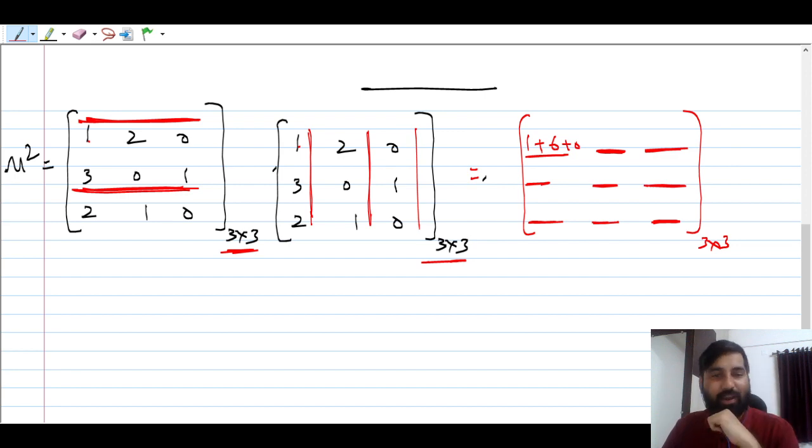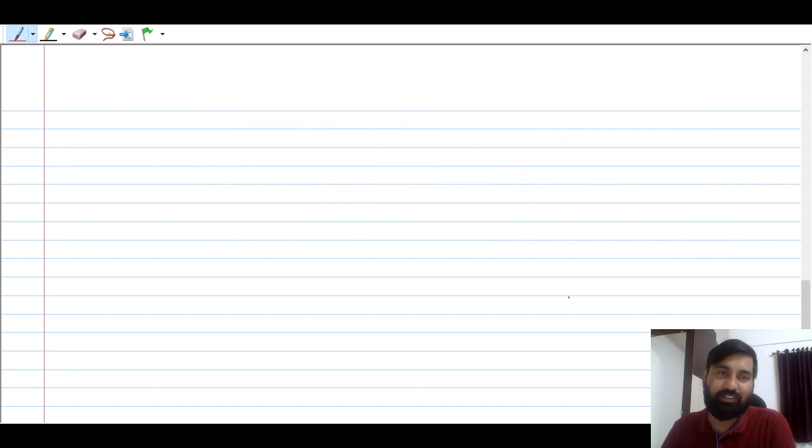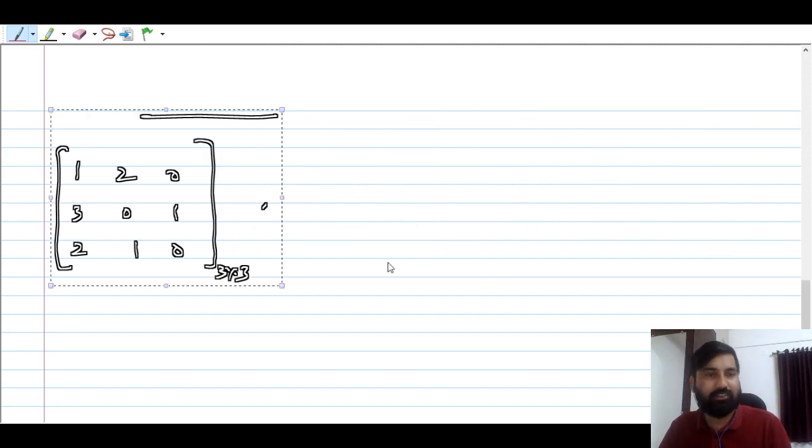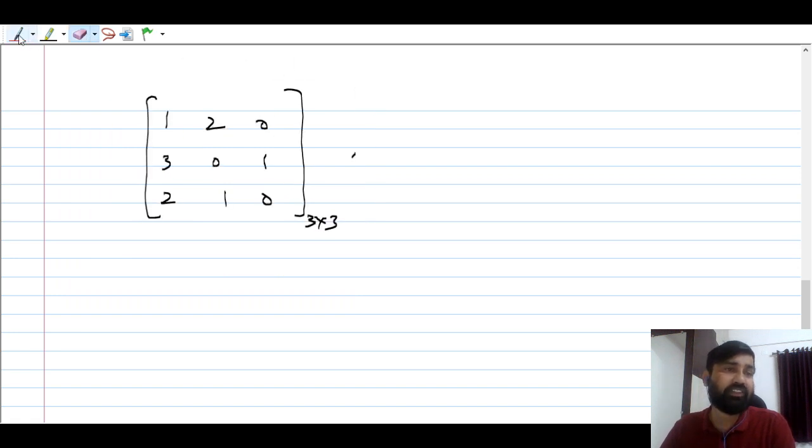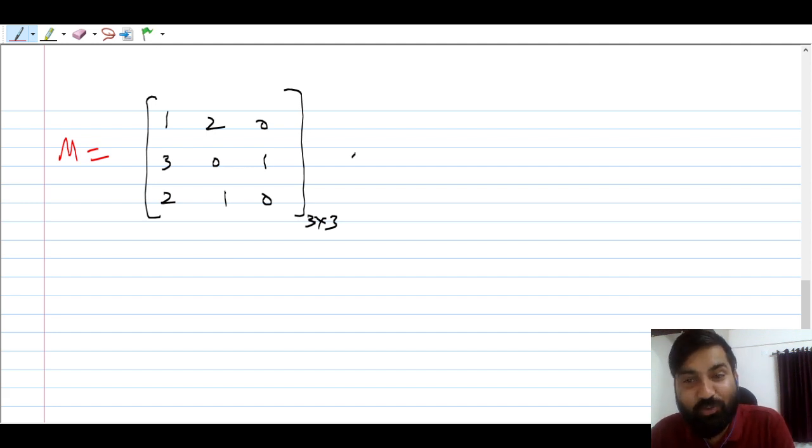I think Akshay, you are familiar with this technique. But one of the properties is what we call partition. So what we are going to do here is take a matrix. This is a matrix M, a 3 by 3 matrix. I'm going to partition this matrix. After partitioning, we are going to multiply the two matrices.